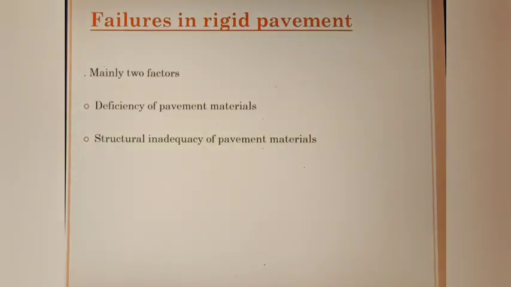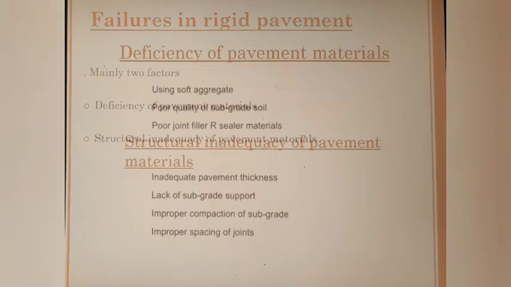Good morning all. Today we are going to discuss the failure patterns in rigid pavement. The rigid pavement failure is mainly classified into two. First one is due to the deficiency of the pavement material. Second one is due to the structural inadequacy of the pavement material.